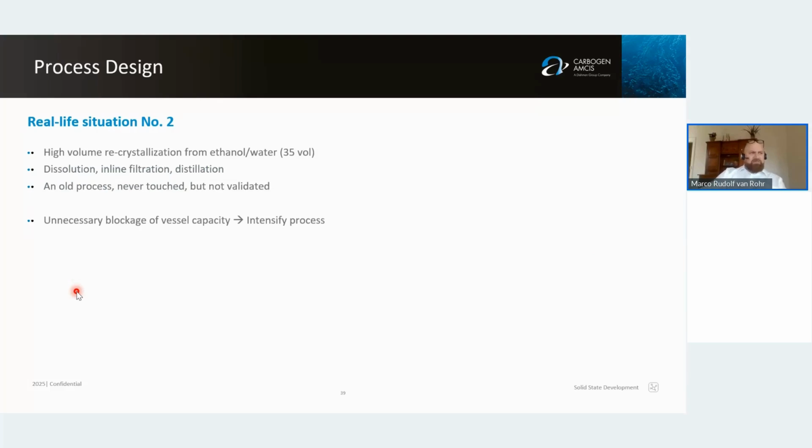The second real life situation is about recrystallization. It was quite high volume from ethanol and water, 35 volumes. That was just made to keep the material in solution for an inline filtration. So the material was dissolved at 80 degrees Celsius, almost refluxed and inline filtered. Then followed by distillation, which ended up with the precipitation of the material.